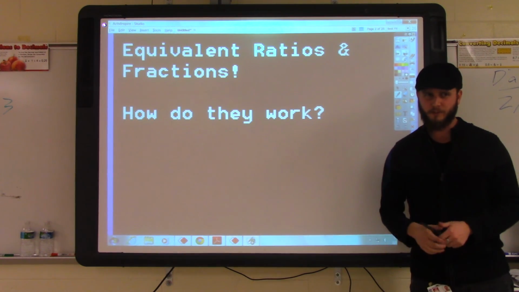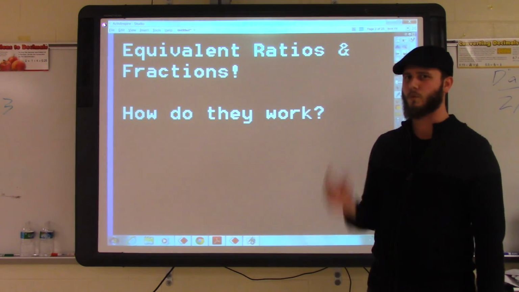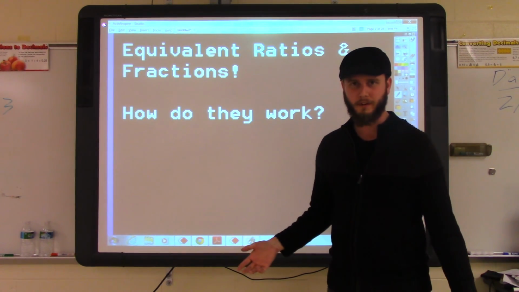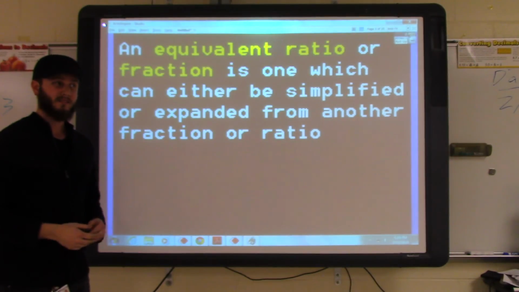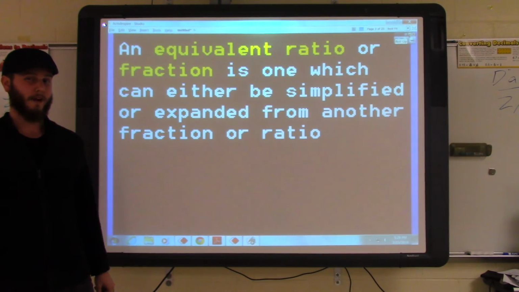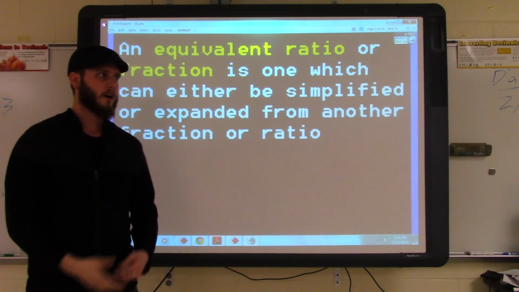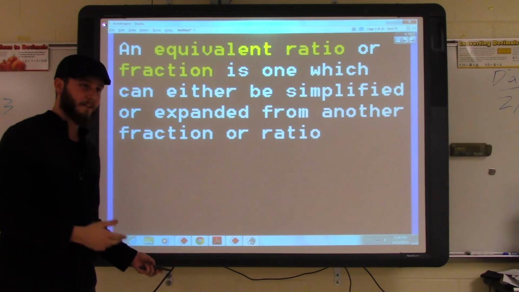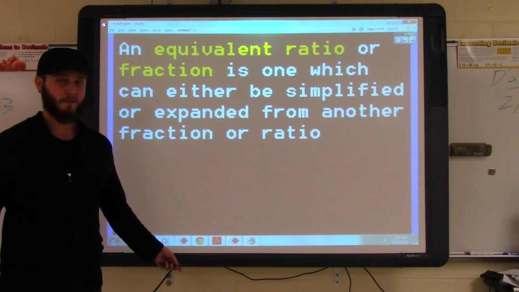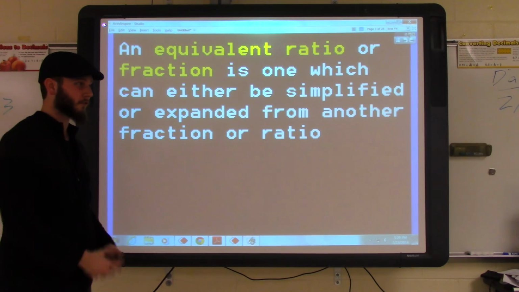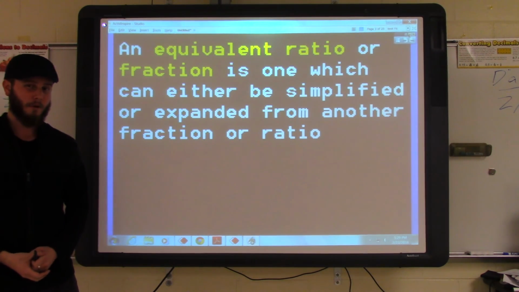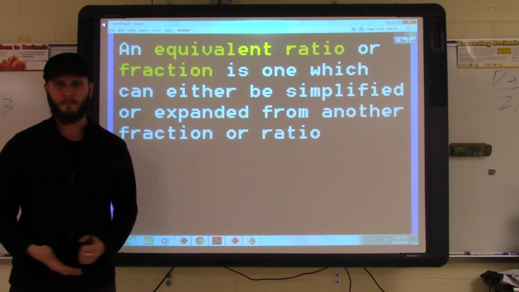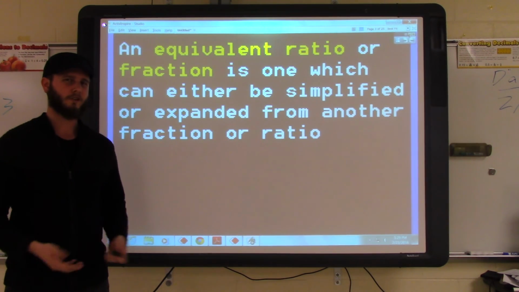So first, let's go ahead and talk about how do these things work. How do fractions and ratios work as far as their equivalents? Well, an equivalent ratio or a fraction, this works both ways, all they are is a simplified or expanded version of an original fraction. There is not much more to it than that. However, rather than just stand here and talk to you about it, let's go ahead and do a couple of examples just to make sure that I drive the point home.